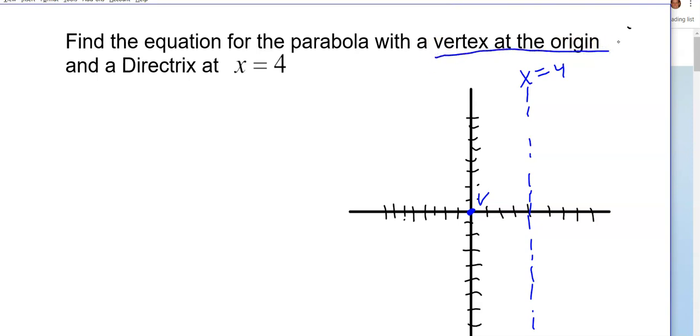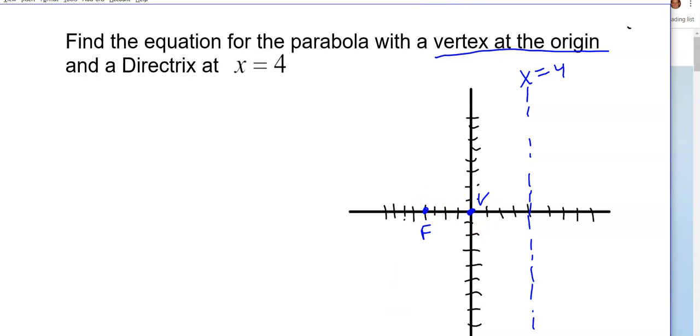Vertex is 0, 0. So if I went 4 units to the right to get to the directrix, I would go 4 units to the left, and that would give me my focus point. Again, you could use formulas to get some of this if you need to. If I wanted to keep graphing it, and really, I'm doing overkill there, I just want to graph the whole thing just for practice.